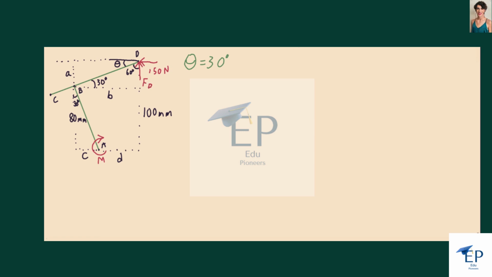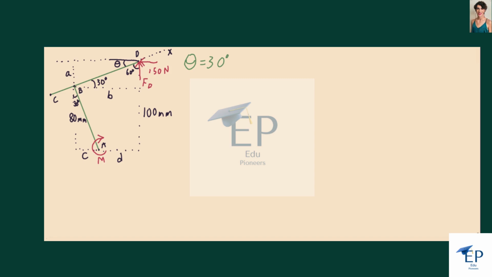And to solve this problem, we're also going to assume that this is the x-plane. So we're going to say that from point C to point D, this will act as our x-plane.